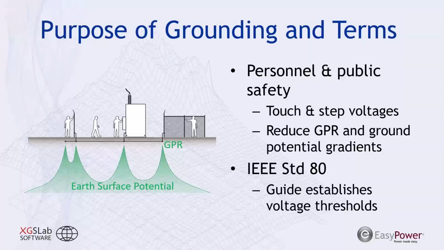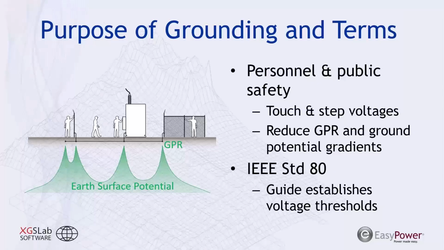So I want to start by giving an understanding of why we're doing these grounding analyses and what's the purpose of putting grounding systems into the earth. First and foremost, it's really about personnel and public safety. There are other aspects to a grounding system that will help your power system operate during normal and abnormal conditions and help prevent equipment damage during lightning events and faults. But really, we're going to focus on personnel and public safety.